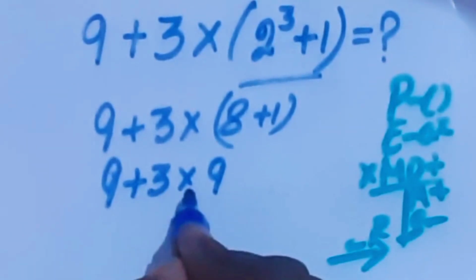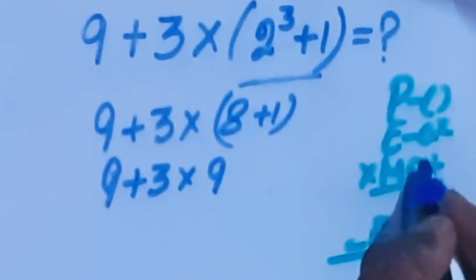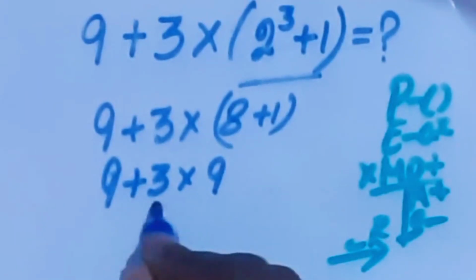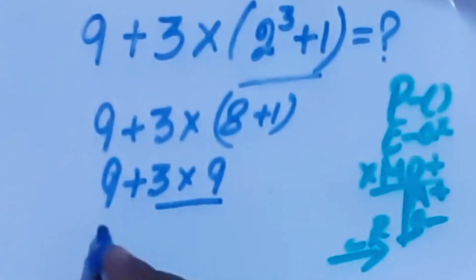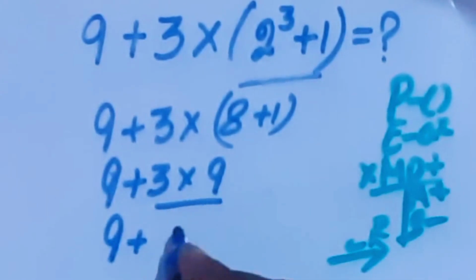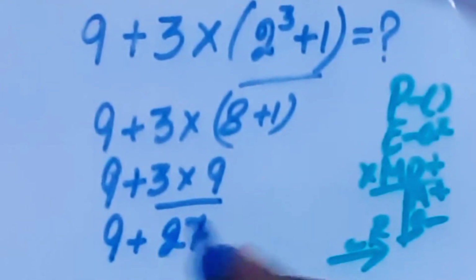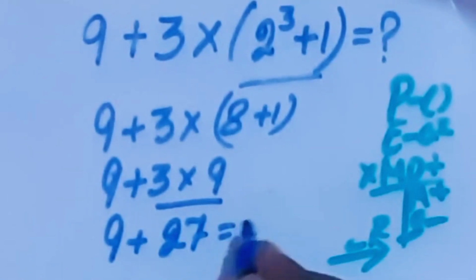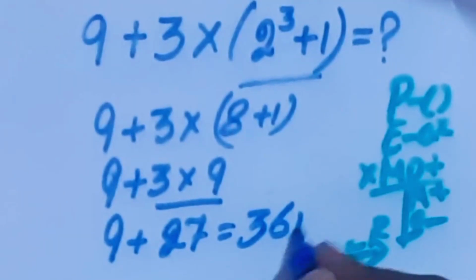Here we have addition and multiplication. The next priority is multiplication and division. So we have to do this multiplication before this addition. Here 9 plus 3 times 9 is 27. Here 9 plus 27 is 36, which is the correct answer.